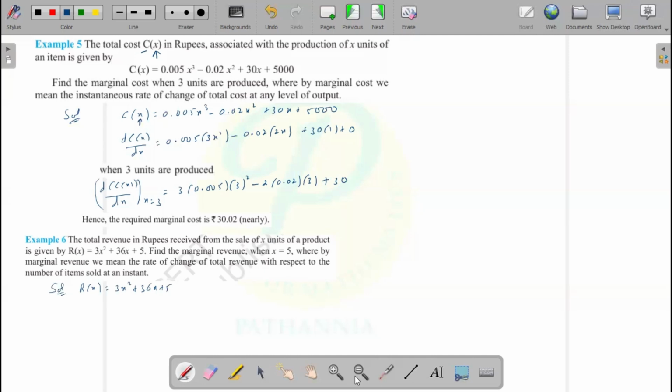R of x. What is x? Unit of the product. और बाद में वो unit आपको 5 बता भी रहा है. So therefore you differentiate. Differentiation of x square and differentiation of x constant as a 1, and he asks the rate with respect to at an instant when x is equal to 5. How much? Please mention rupees also with respect to the unit.